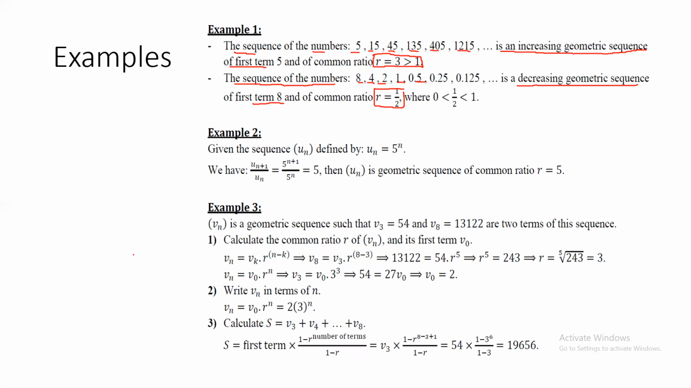Okay. Example 2. Given the sequence Un defined by Un equals 5 to the n. How to prove Un is a geometric sequence? What do you have to prove in order to get a geometric sequence?